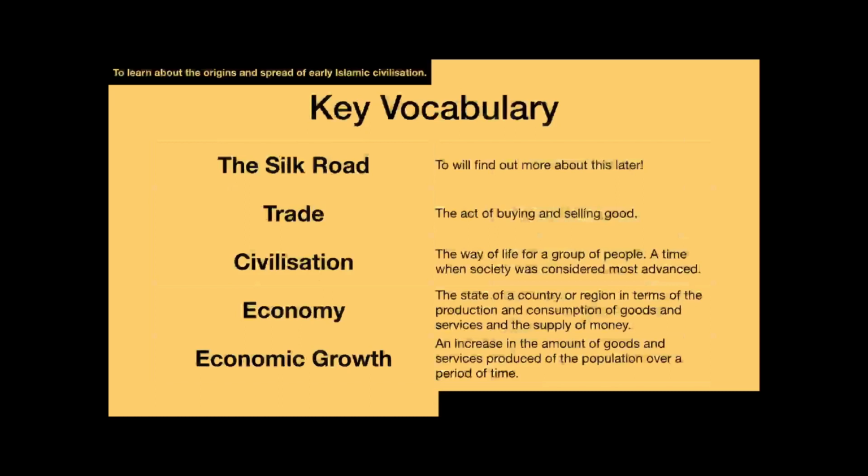We're thinking about a civilization as being an advanced culture and society where they were settled and they were maybe less nomadic than previously. Economy. This is to do with the countries buying and selling their goods and the supply of money coming in and out of that country. Economic growth is how producing more and more goods, the country grows and the economy grows over a period of time.